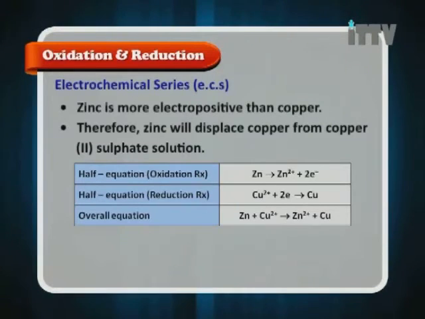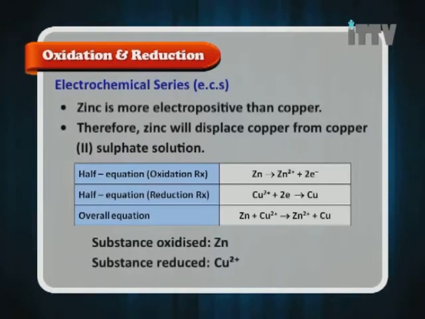The oxidation half equation would be that zinc has released 2 electrons to become zinc 2+, while the reduction half equation would be that copper 2+ has gained 2 electrons to become copper metal. The overall equation would be zinc reacts with copper 2+ to produce zinc 2+ as well as copper. And the substance oxidized will be zinc, while the substance reduced will be Cu2+.